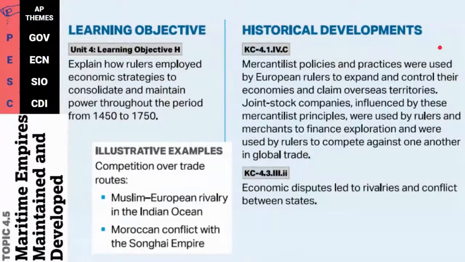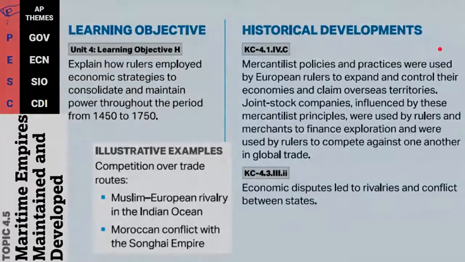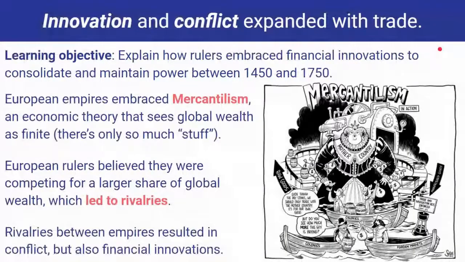So for 4.5, remember, this was a very big unit, so it's going to be broken up into multiple parts. The first thing to understand is that European rulers embraced financial innovations to consolidate and maintain their power. Now, this should ring a bell if we think back to Unit 3, where we were talking about the use of things like art and grand architecture to consolidate and legitimize wealth for them. In a similar way, European rulers now were using this to consolidate and maintain their power.